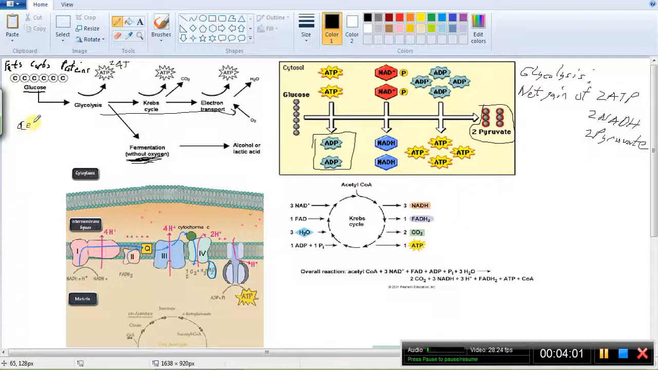So aerobic respiration is this way with oxygen. Anaerobic is this way without oxygen, because the prefix "an" here means without. So anaerobic without oxygen, aerobic with oxygen. So we just finished glycolysis here, and now we see we move on to, if we have oxygen, the Krebs cycle. So the Krebs cycle is right here.